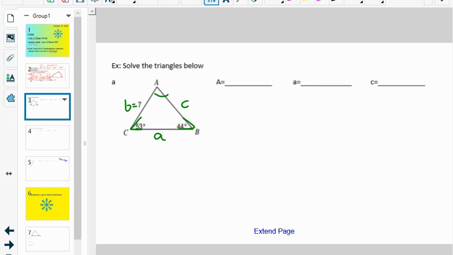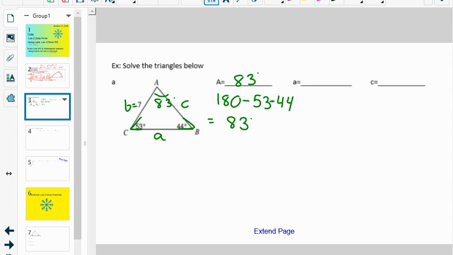So first thing I'm going to do is start by finding angle A. I can do that because I know two angles. I can subtract them from 180 to get the last angle. So 180 minus 53 minus 44. You can type that in your calculator, and that will get you 83 degrees for angle A. Now I'm going to go find the sides.